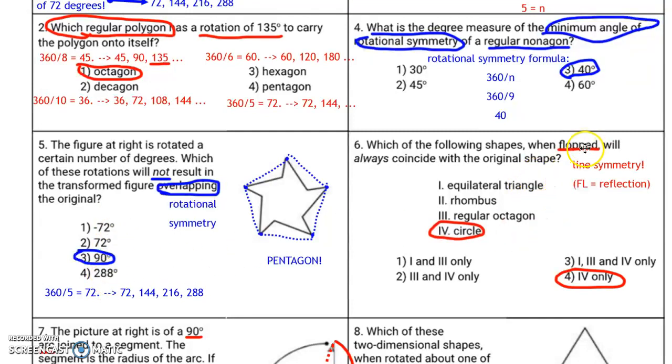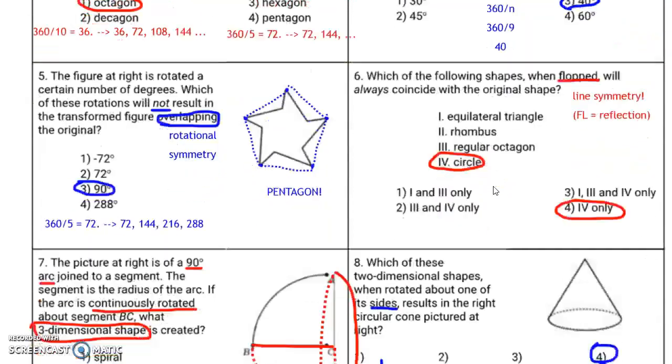Flopped, we talked about flopped when we talked about symmetry of shapes. Line symmetry is what you should be looking for. Flopped indicates a reflection, some kind of reflection. And if you draw any line through a circle, it doesn't matter where you draw the line, as long as it goes through the center, it's going to flop onto its original shape. Whereas with any of these other shapes, if you draw a line horizontally through an equilateral triangle, it's not going to flop onto its original shape.